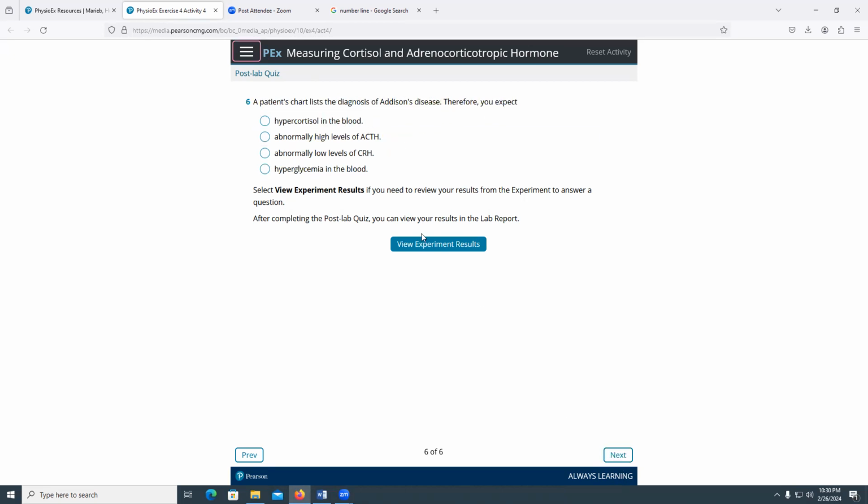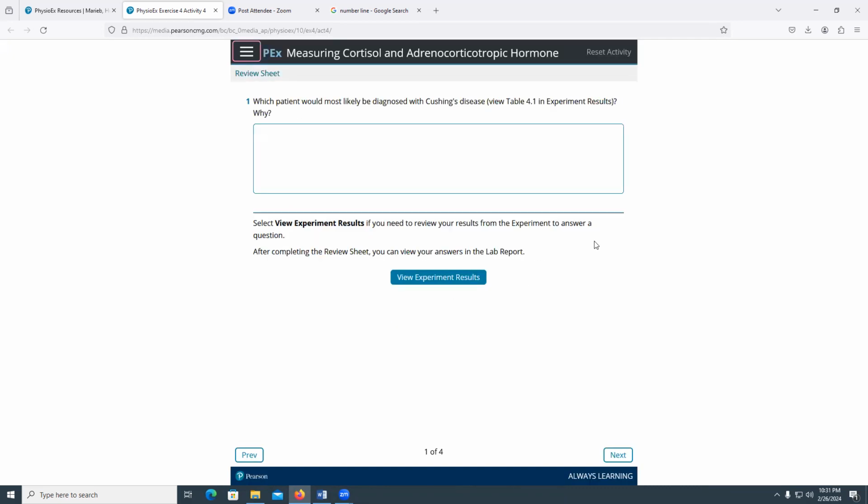A patient's chart lists the diagnosis of Addison's disease. Then there's hypocortisolism, hypo meaning abnormally low. So there's abnormally high levels of ACTH, and there will be hypoglycemia, and hypocortisolism, and abnormally high levels of CRH. You would have abnormally high levels of ACTH and CRH, trying to feed back into the system, repairing the problem. Submit. Okay.